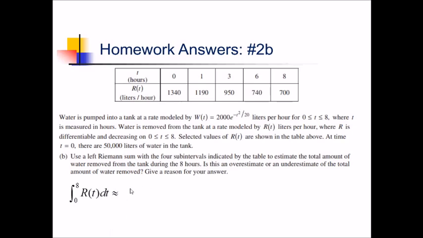So they said left Riemann sum. So I'm going to do rectangles, base times height. We have first off a base of 1 times a height of 1340 because I'm using the left side of the rectangle, the left y value that I could make a rectangle out of. Next we have a base of 2 times a height of 1190 plus base of 3 times a height of 950. And finally base of 2 from 6 to 8 times the height of 740. And we could put units on the end and call it a day on this. The units are going to be liters because you are estimating the total amount of water removed. The amount of water is liters.